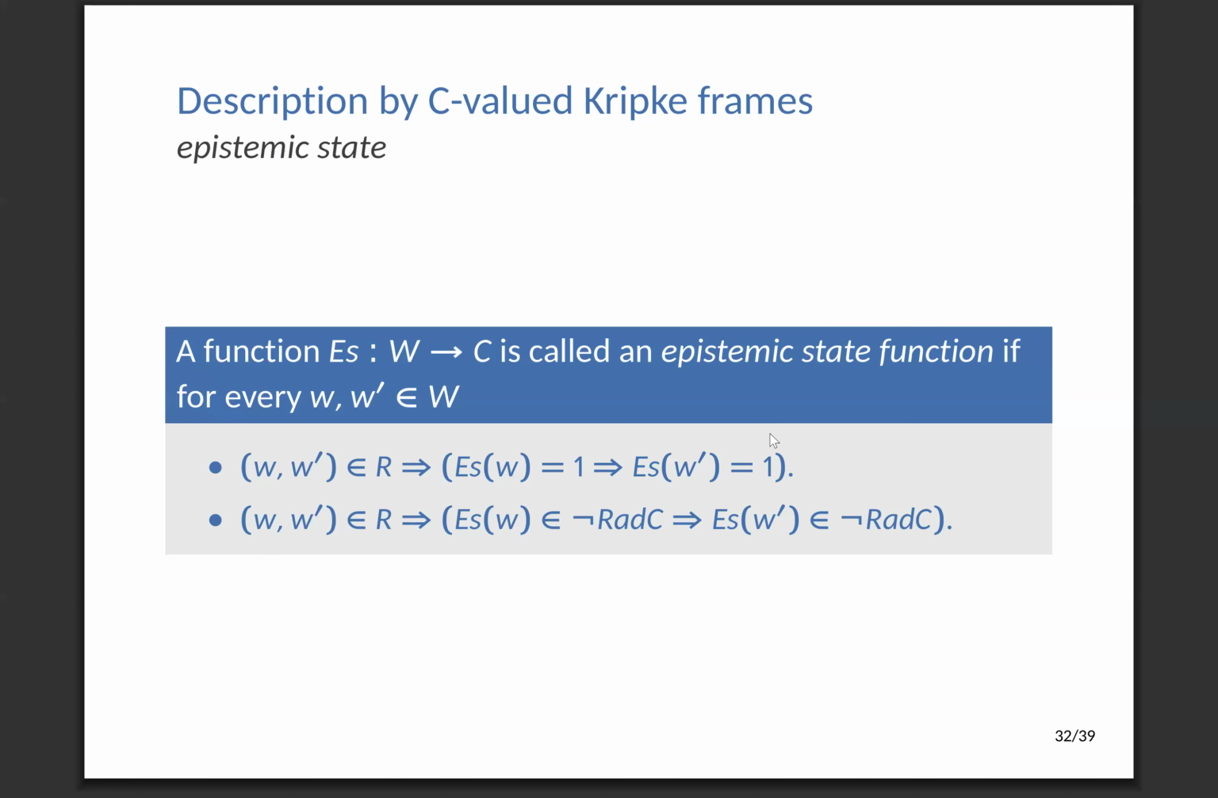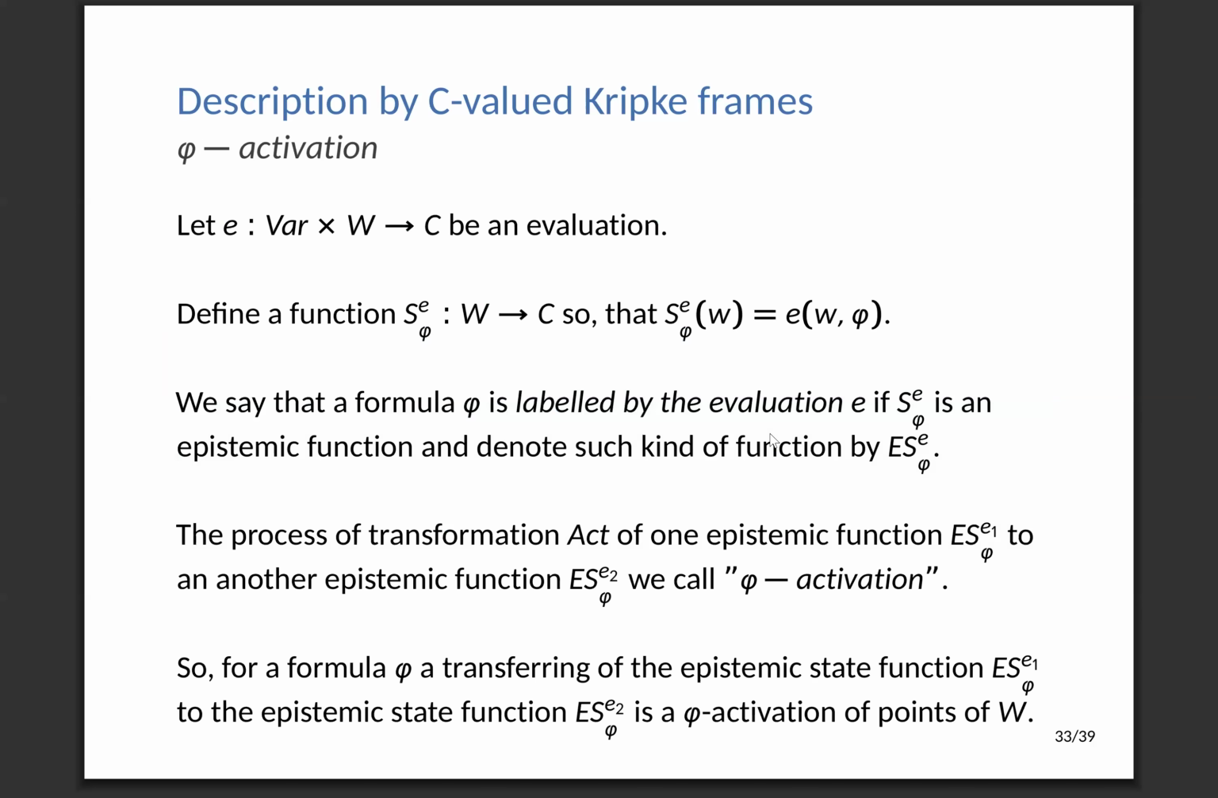So a function ES is called an epistemic state function if, for every W and W prime, if the epistemic state function is evaluated to 1 on any W, then it should be evaluated to 1 in all of its successors. The same holds if it is evaluated to the negation of the radical, or if the valuation is at least quasi-true, then the evaluation of all of its successors should also remain at least quasi-true.